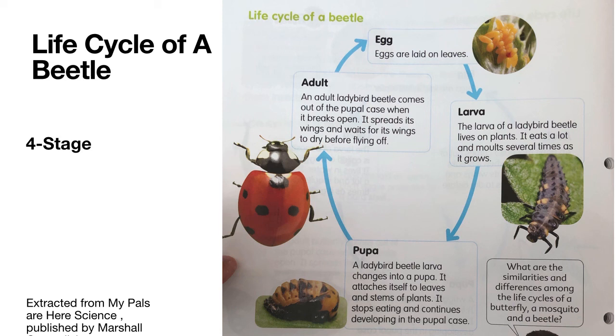Eventually, it becomes the pupa, right? And it attaches itself to the leaf or stem of the plant. It stops eating and continues to develop in the pupa case. When the time is ripe, right, an adult ladybird beetle comes out of the pupa case. When it breaks open, it spreads its wings and waits for its wings to dry before flying off. So this is the 4-stage life cycle of a beetle.